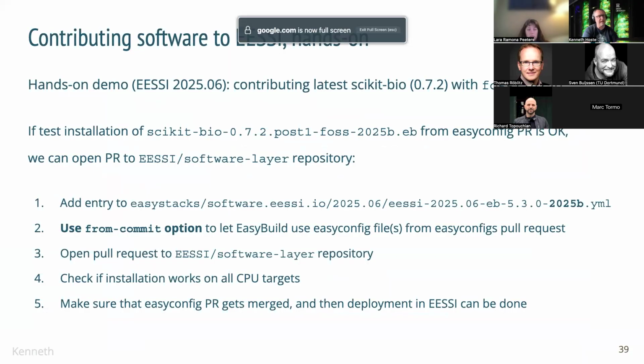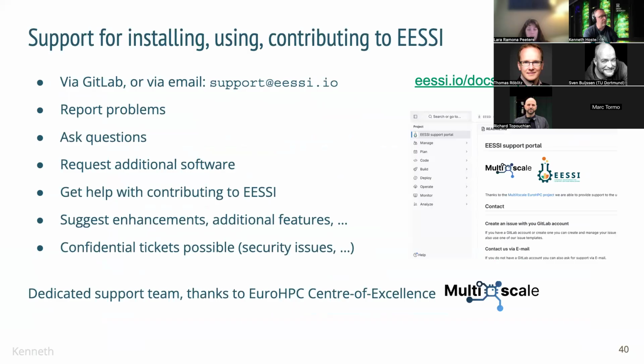Okay, so that basically wraps it up. If you need any help with this, as Lara already mentioned, you can reach out to us in the pull request if it's specific to a pull request, or in the easy Slack. But we also have our support portal, essentially. So it's actually a GitLab instance where you can either create an account and open issues, or you can just send an email to support@easy.io from any email address, and that will open a private issue automatically in the support portal. So all of this is documented on the Easy website as well.